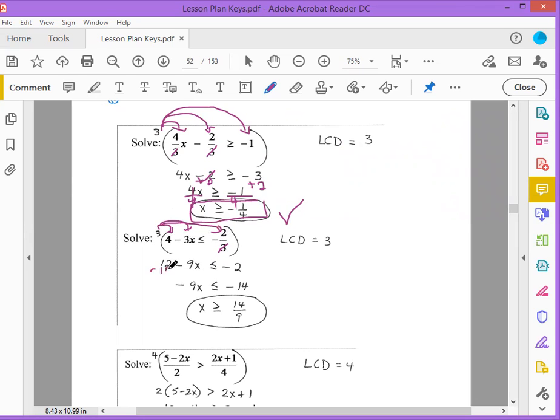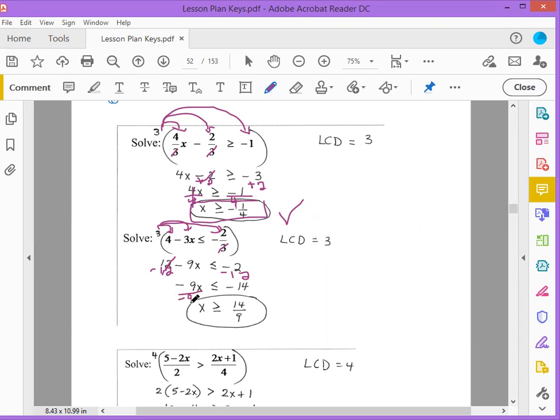Now we're going to subtract 12 from both sides of the inequality. And when we do that, the 12's cancel on the left side, leaving negative 9x. Carry down your less than or equal to symbol. On the right side, negative 2 minus 12 gives us negative 14.